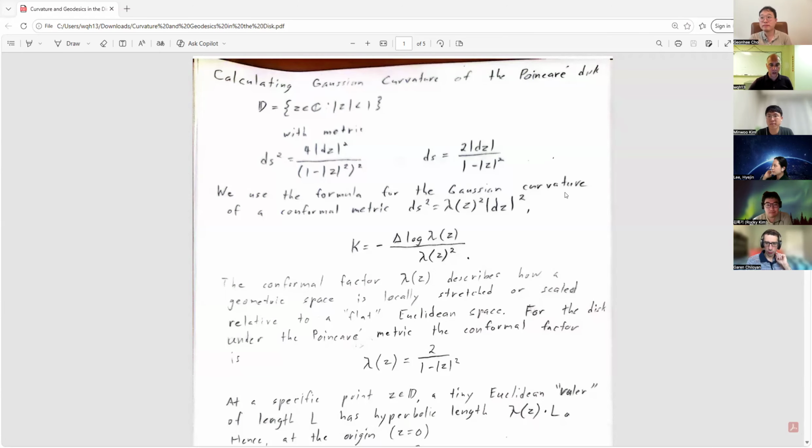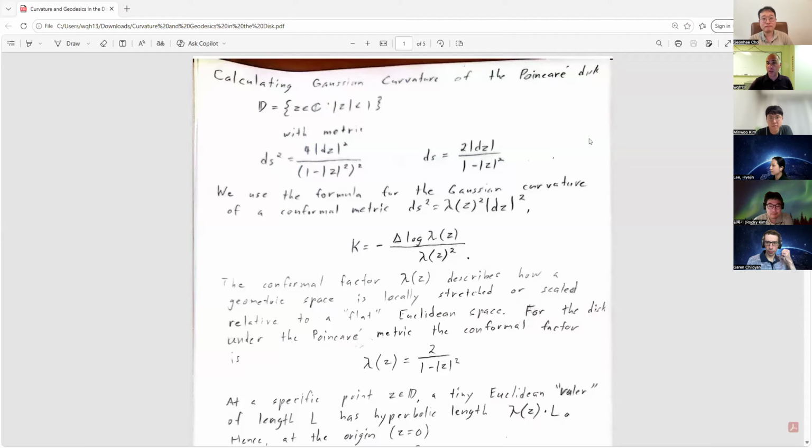All right. So if you'll recall from a few weeks ago when I started presenting on the unit complex disk under the Poincare metric, this is the set we're working in. It's just the interior of the unit disk equipped with this hyperbolic metric.